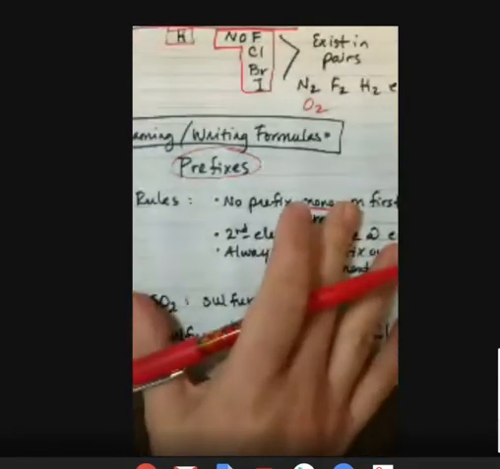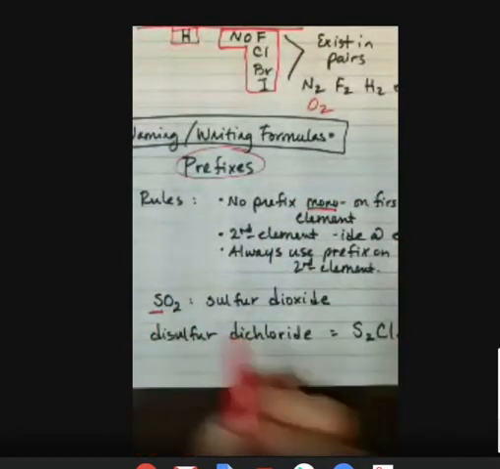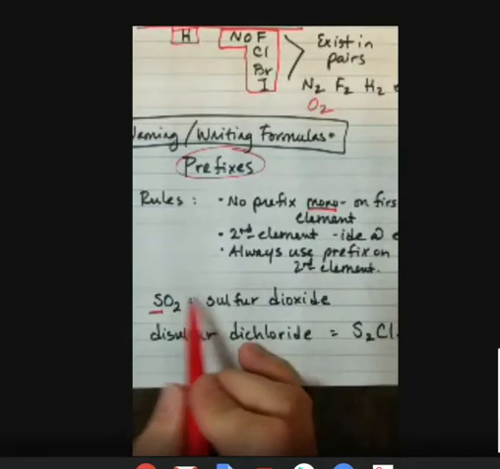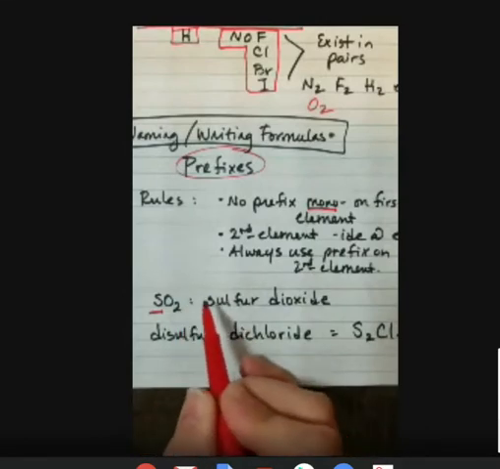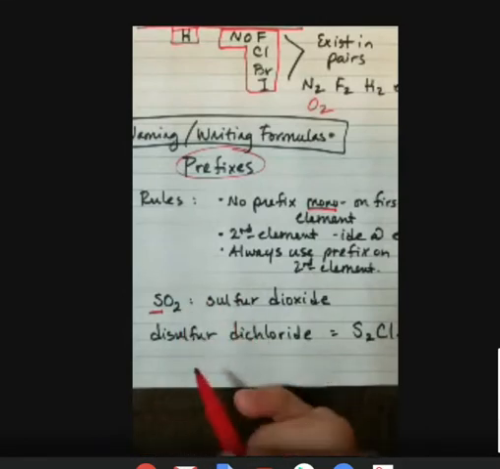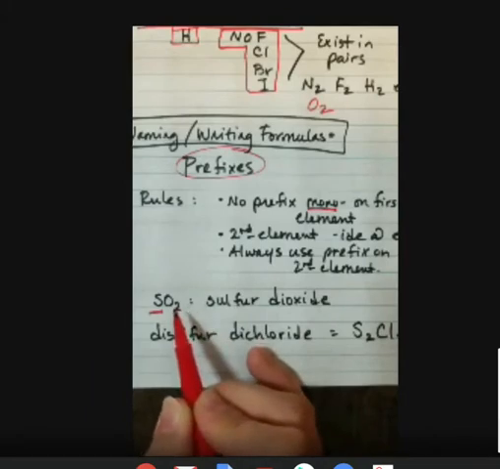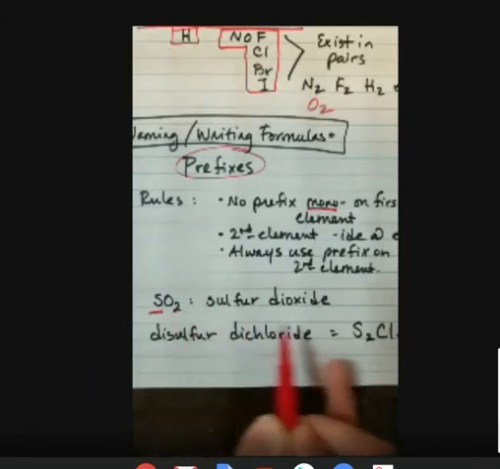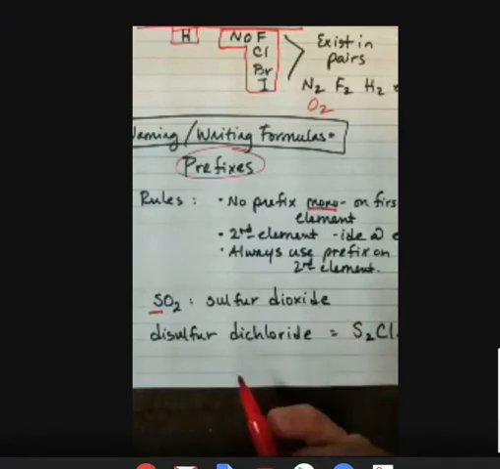Basically, you just look at the formula. You go, okay, how many sulfurs do I have? I have 1 sulfur. Well, I don't use mono on the first one, so I just leave it as sulfur. And then how many oxygens do I have? I have 2. Well, the prefix for 2 is di, so it becomes dioxide.